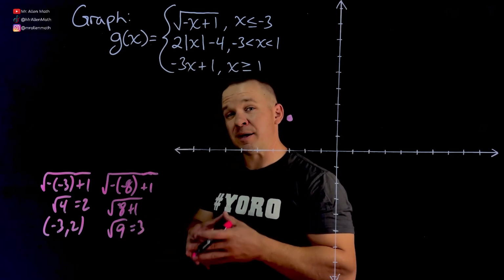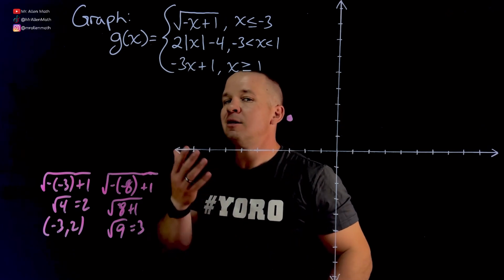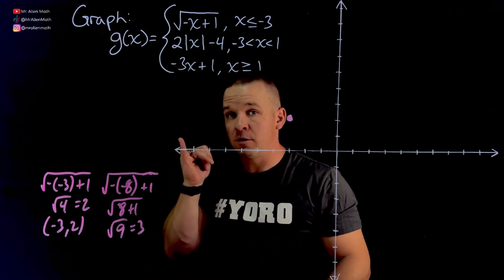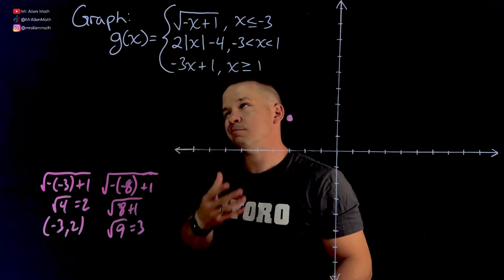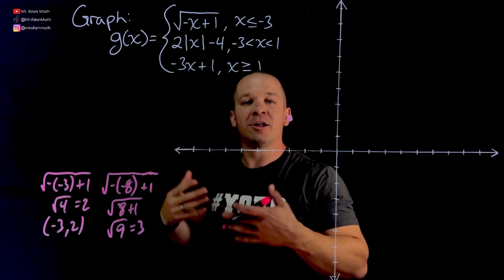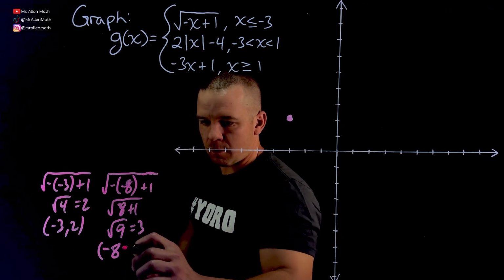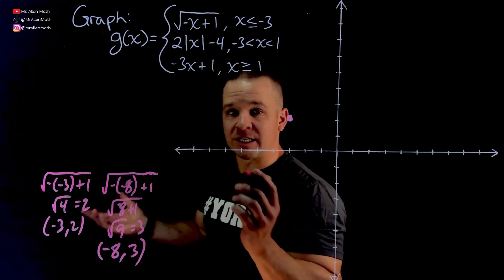Okay? So you could pick some creative points depending on the function that you're dealing with. Definitely the case when it comes to radical functions, right? And that's really the main one there. So pick nice points because you're going to be square rooting them. Let's find some perfect squares. So I plugged in -8, and I got 3, right? So that's the point I'm going to plot.